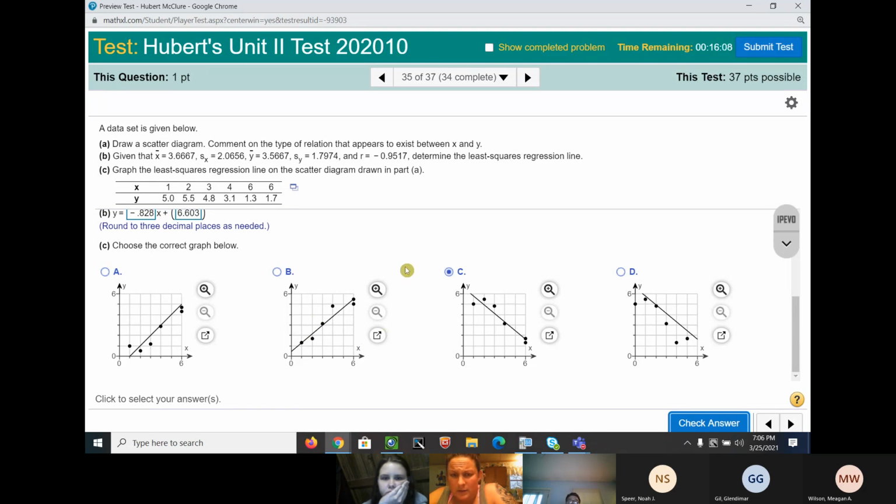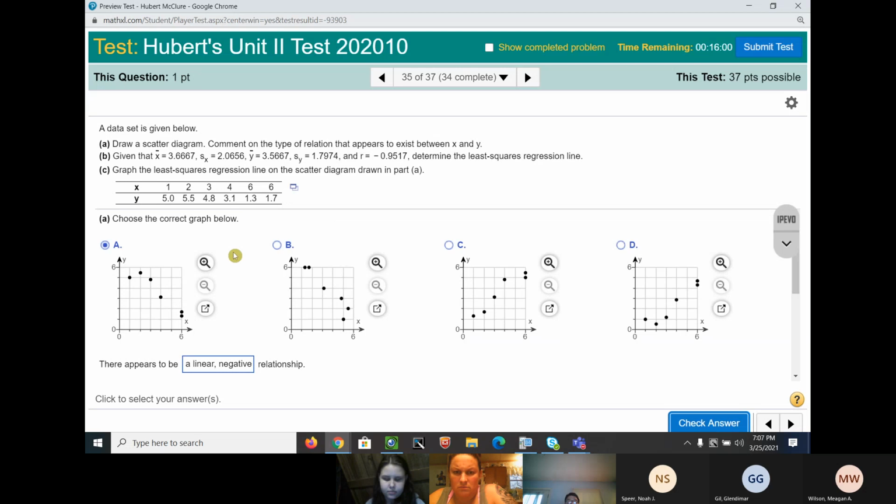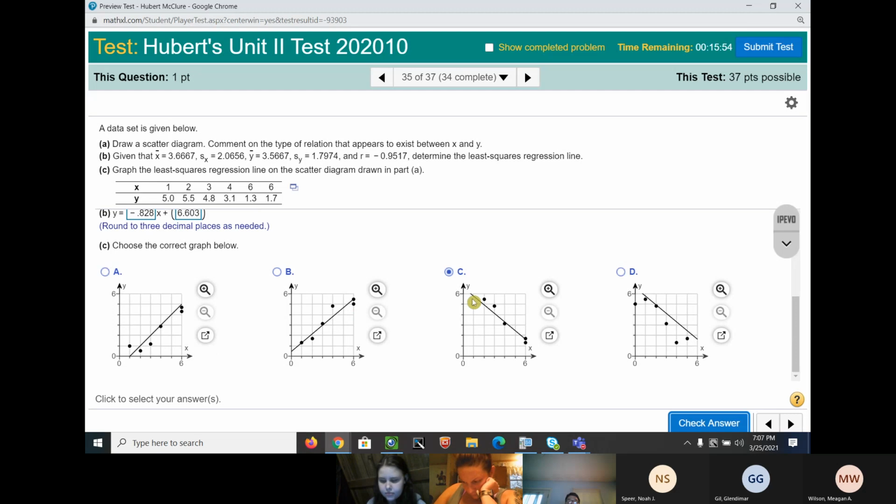R is the correlation coefficient, the last thing. It didn't ask for that. It asked for the scatter plot, the equation, and the line. Now, why didn't I pick the first 2? Because they're positive slopes, so those are out. I didn't pick D because look at the way they drew it. It looks like somebody put the line on top of all the points. The line is always going to go through the points, not on top of them.